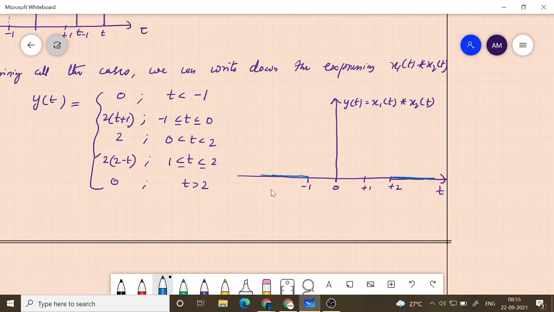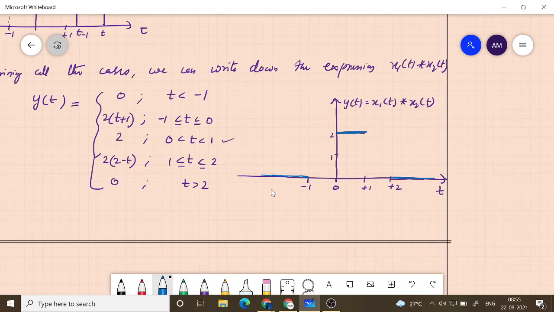From 0 to 1, you have a constant value. So this is 0, this is 1 and 2. So from 0 to 1, in this range, the function remains constant. This is the value of the function.